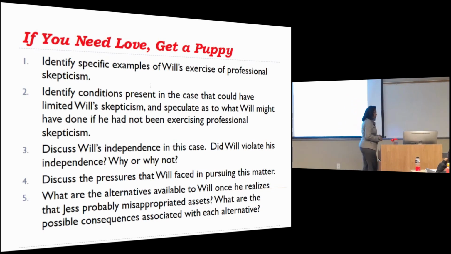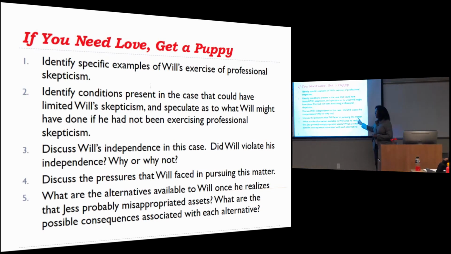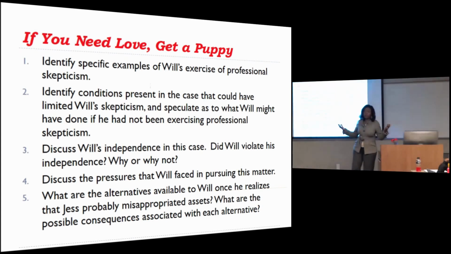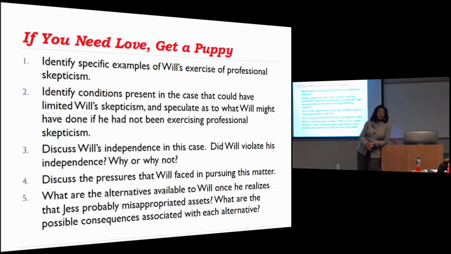So I think we already talked about the pressures that he faced. He had time pressures. He also had the pressure of what? Dealing with his best friend's wife. And when he realized that Jess was probably involved in a fraud, then that's the pressure. How do you tell that to your best friend? How could you be responsible for putting your best friend behind bars? But is he responsible for that? No.